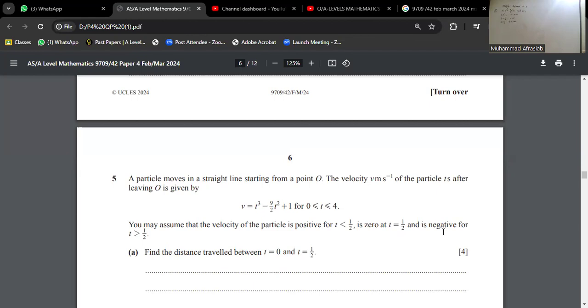v is equal to t cube minus 9 over 2 t square plus 1, for which t is greater than or equal to 0 and less than or equal to 4. You may assume that the velocity of the particle is positive for t less than half, is 0 when t is equal to 1 by 2, and is negative for t greater than half. Find the distance traveled between time t is equal to 0 and t is equal to half.